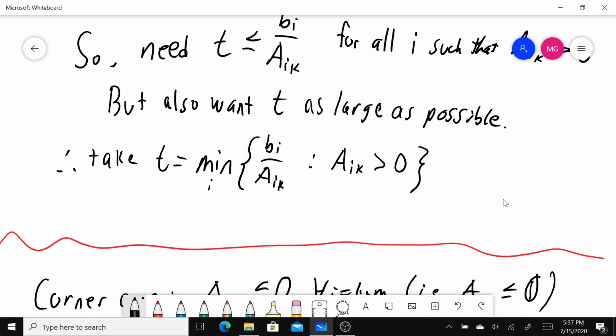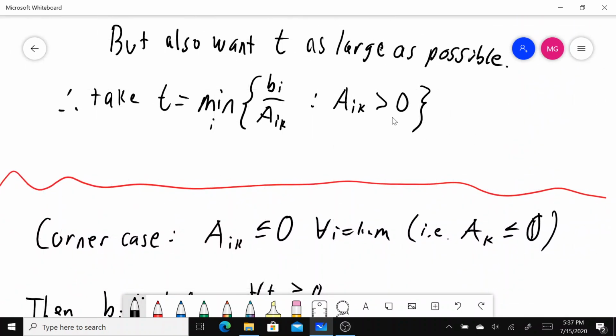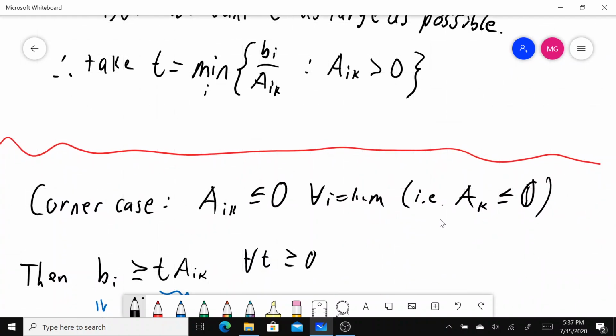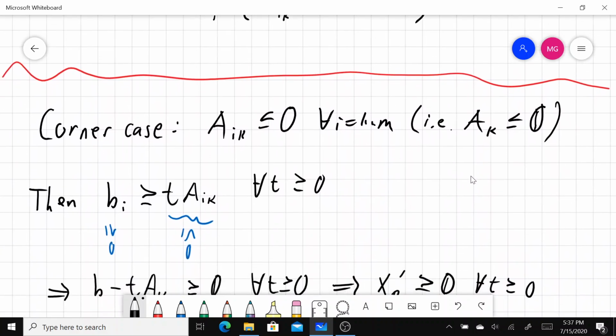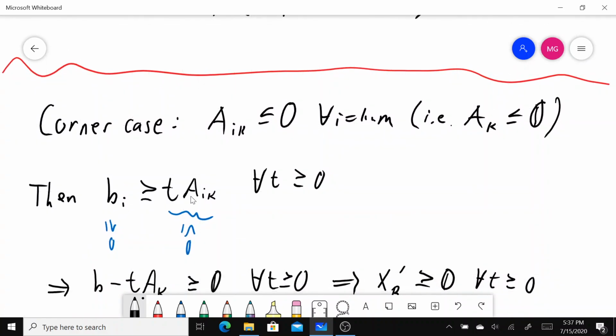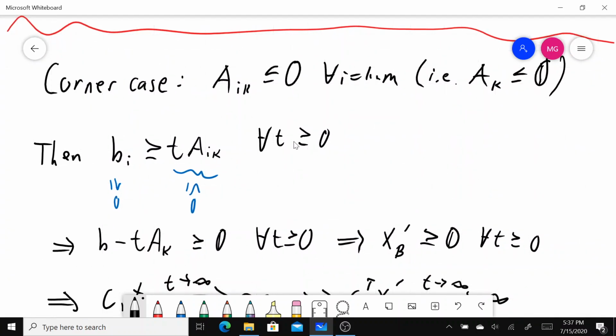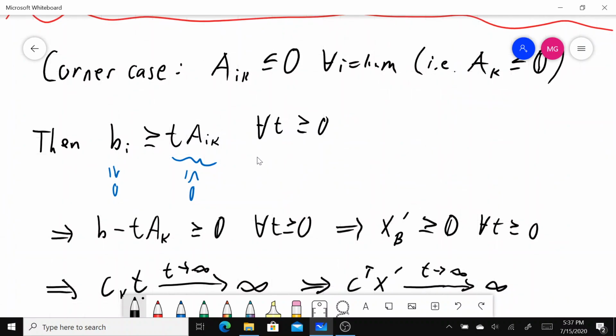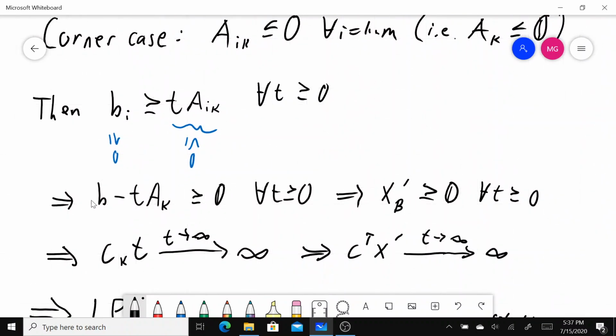But you have to be careful because the one assumption I am making here is that such an aik exists. So what if, there's a corner case here, what if aik is less than or equal to 0 for all row indices i equals 1 to m? So in other words, that column vector ak is less than or equal to 0. Well, like we just said above, we have that bi is greater than or equal to t aik, no matter what t is. There's no restrictions on t that's independent of the index i as well. So then we have 0 restrictions on t. And so we can take t to be as large as we want. So b minus t ak is greater than or equal to 0, no matter what t is in that case.